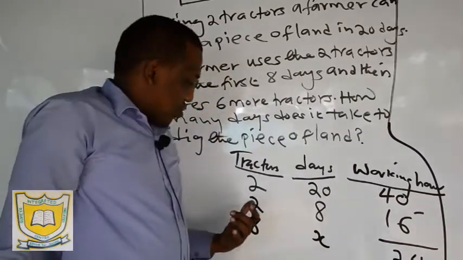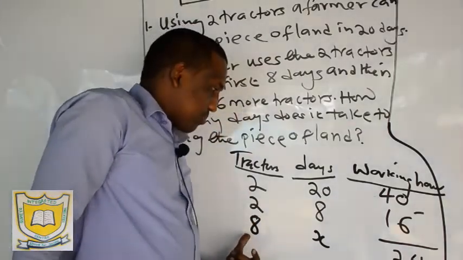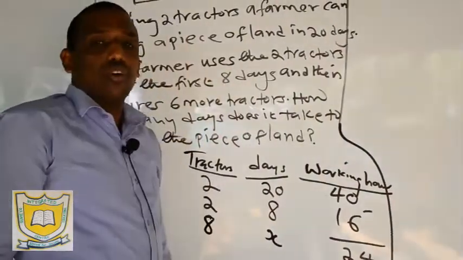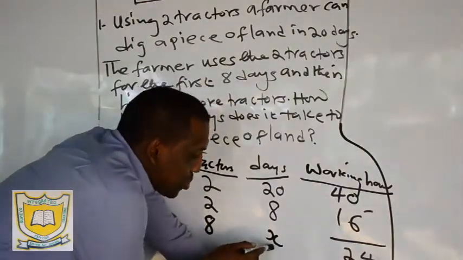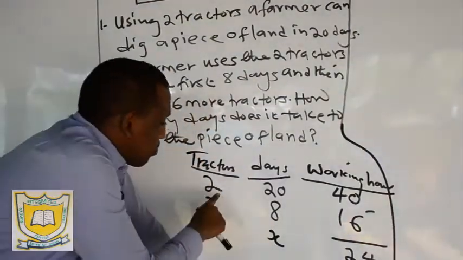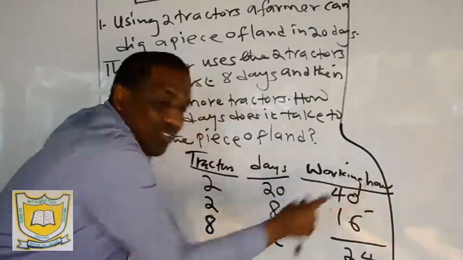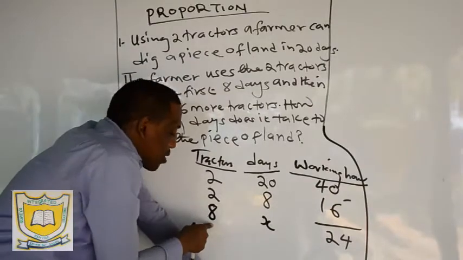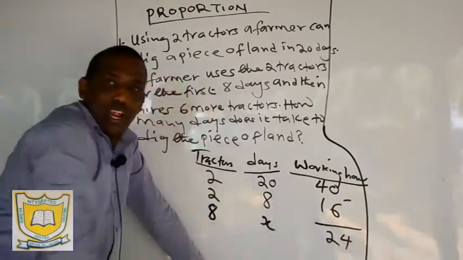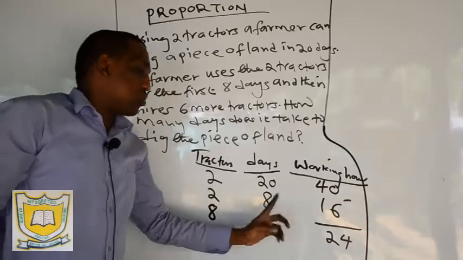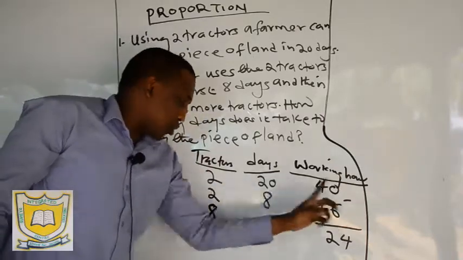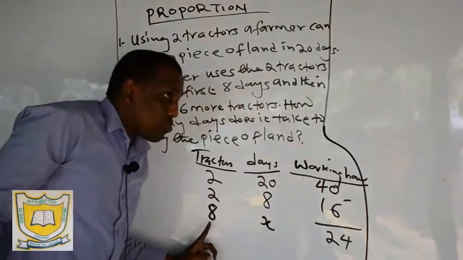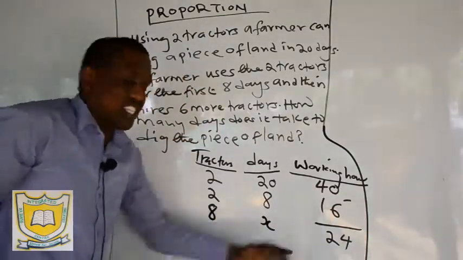So we have 8 tractors, the number of days we don't know, and 24 working hours. How do we get these days? When you multiply 20 times 2, you get 40. When you multiply 8 times 2, you get 16. Here we have 8 tractors, and the total working hours after subtracting is 24. Which number when you multiply by 8 will give you 24? It is 3. You divide it.